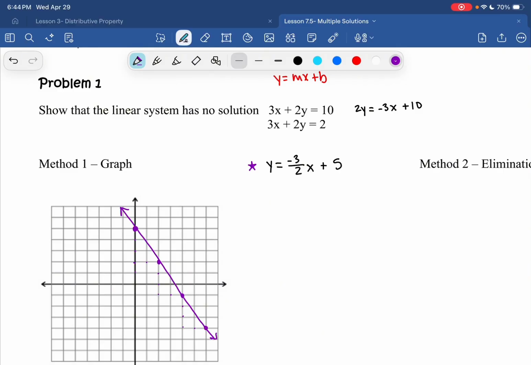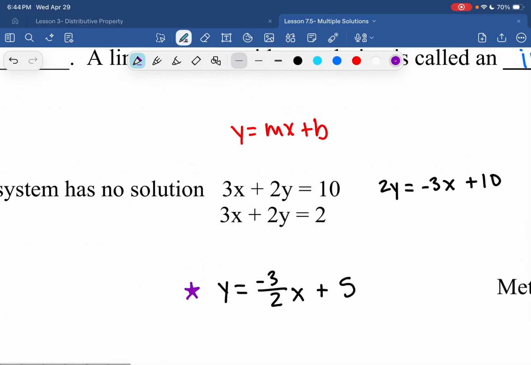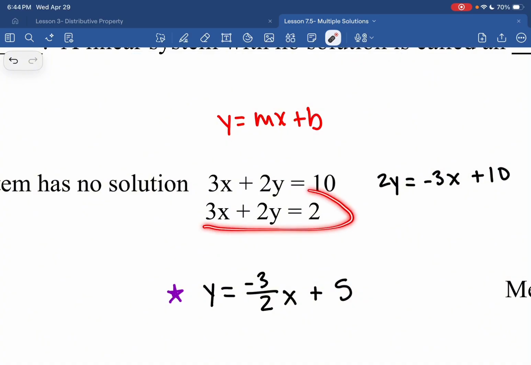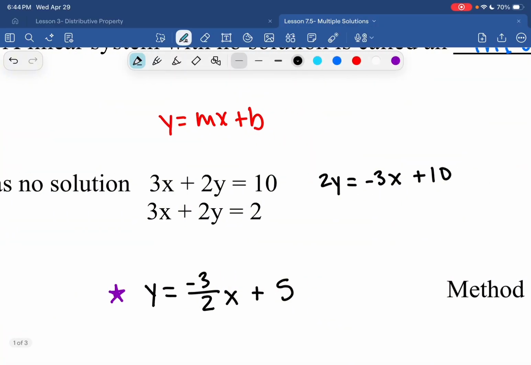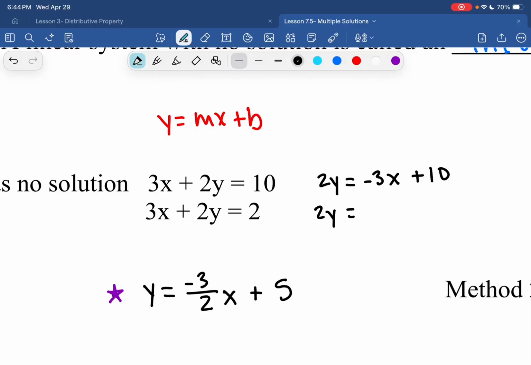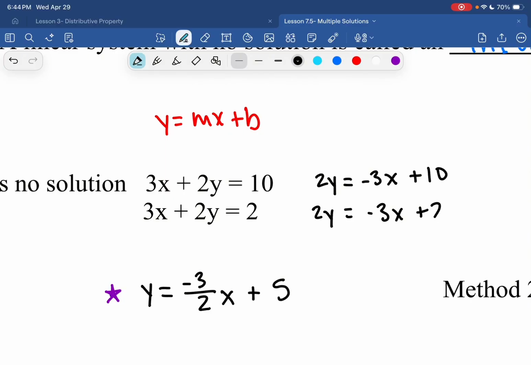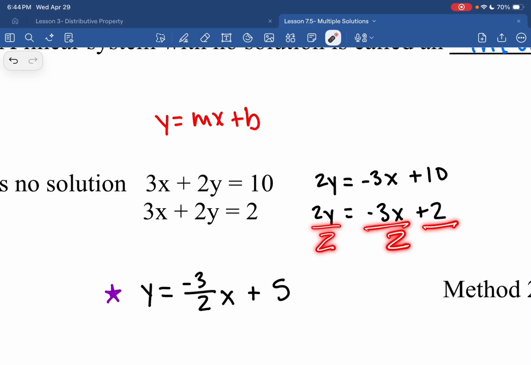We need to graph the second one now, right? Same thing, this needs to be in y equals mx plus b. So the first thing we need to do is move that 3x to the right side of the equation. We're going to subtract 3x from both sides because we have to keep our equation balanced, which would give me 2y equals negative 3x plus 2. All right, it looks like my y is still connected to 2 by multiplication, so we're going to have to divide everything by 2.